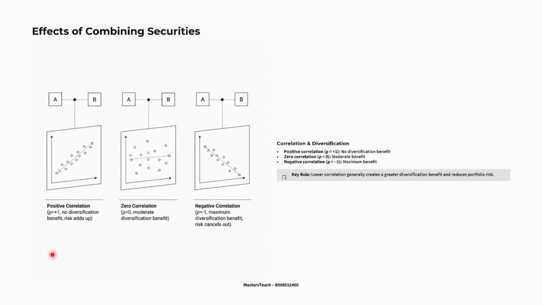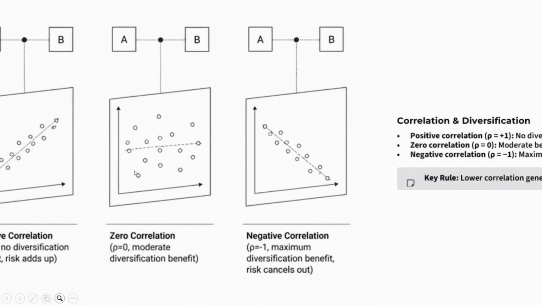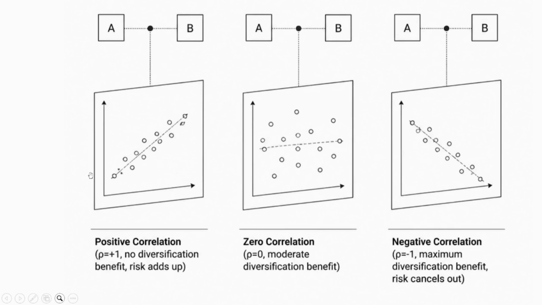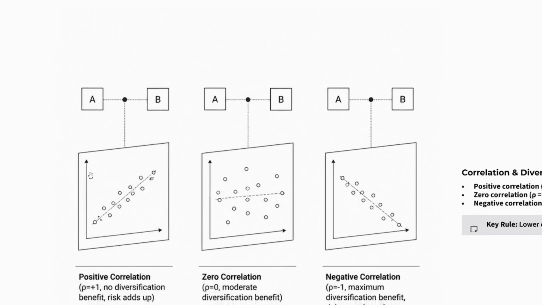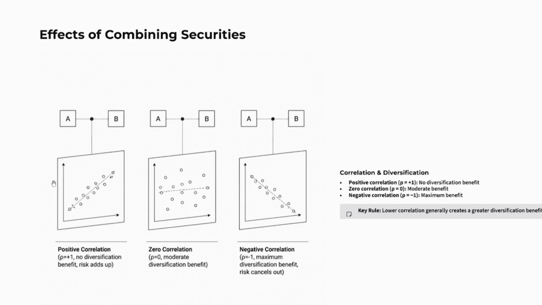Okay, then the effects of combining securities, just positive correlation. Try to write this diagram. Positive correlation: there is no diversification benefit, risk is added up. What happened is they are only adding the thing. Okay, no diversification.